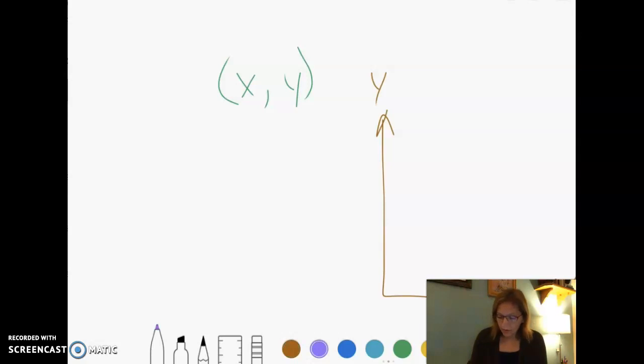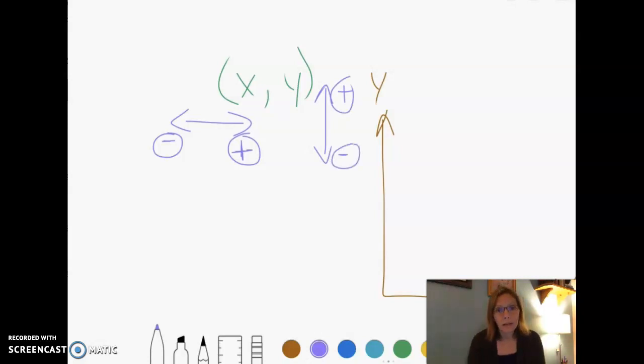For the x value, we are going to either move right or left first on that x-axis. And we move right if the x is positive. We move left if the x is negative. For the y value, we're moving up or down. Again, we're going to move up if the y is positive and down if the y is negative. So let's plot a couple points just to practice, okay?